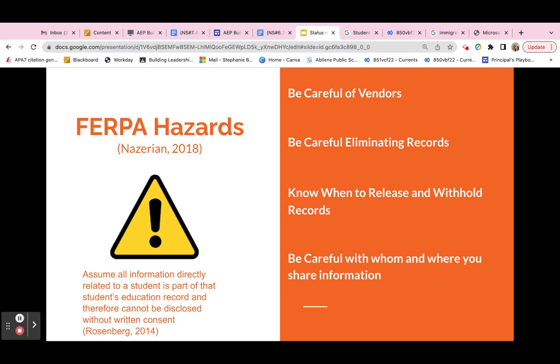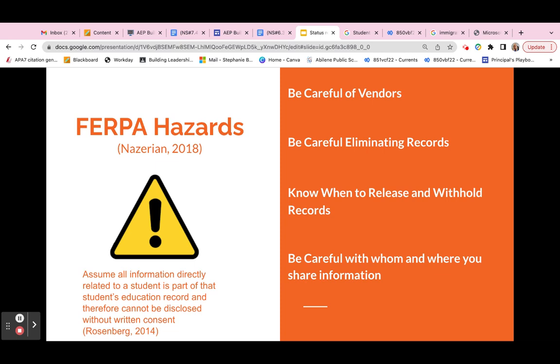Be careful when eliminating records. If you're wanting to get rid of records, they definitely must be shredded before we're placing them in the garbage. Know when to release and withhold those records. Again, it's a violation to deny the student access to his own records if they are at least 18 or are enrolled in a post-secondary education.